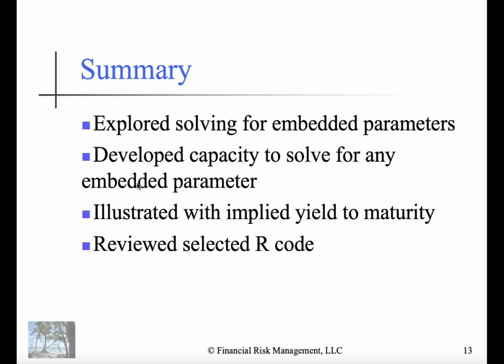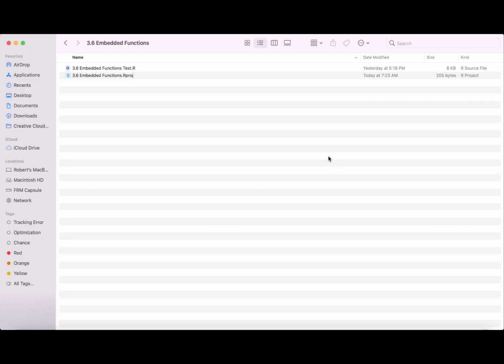It gives us the capacity to solve for any embedded parameter that we need. We illustrated this with yield to maturity and reviewed some code, and we will turn now to look at the actual code provided in the zip file related to Chapter 3 and this module. In Module 3.6, the provided source code is very simple.